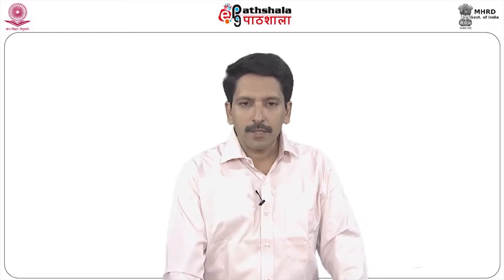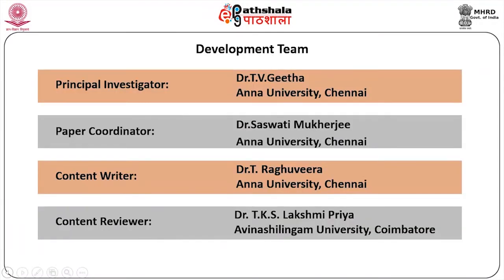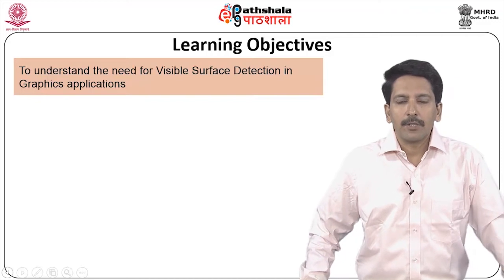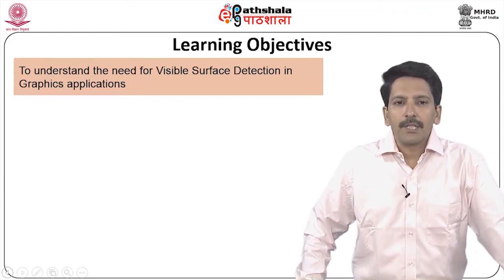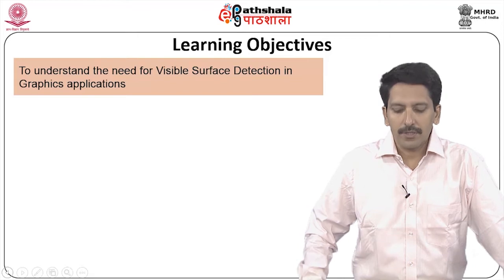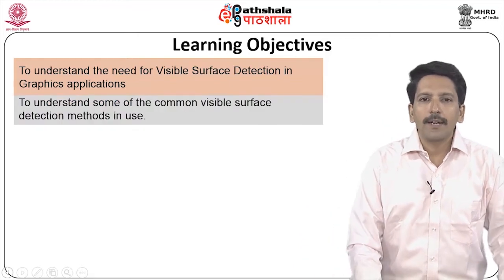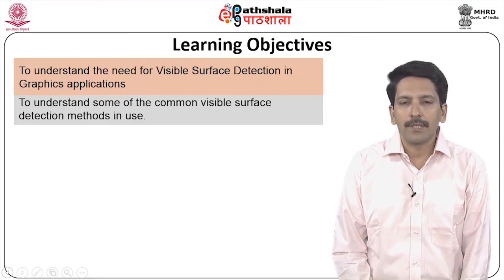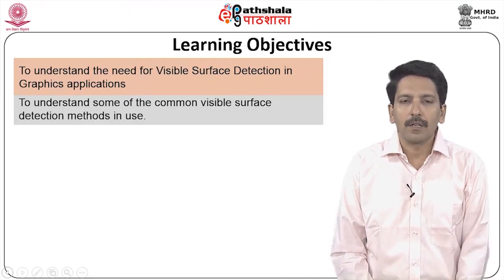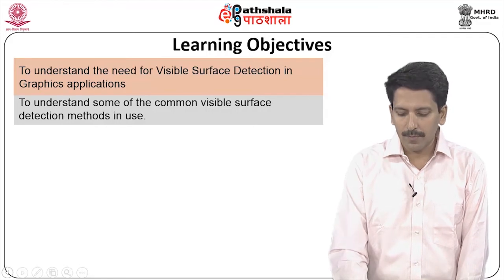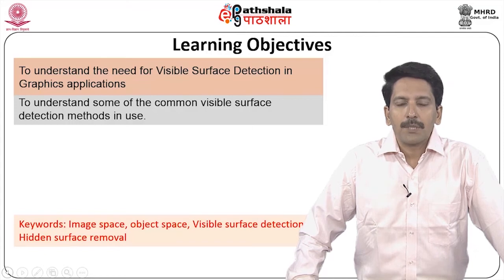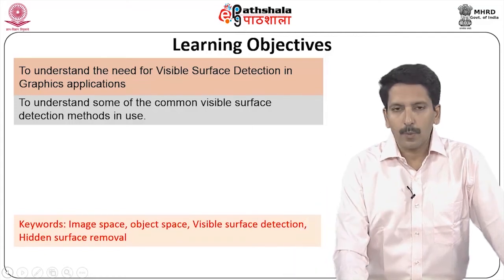The objectives of this module are to understand the need for visible surface detection in computer graphics applications, and to look at the common classes of visible surface detection methods. Some of the common techniques used for visible surface detection, and the keywords, are image space, object space, visible surface detection and hidden surface removal.